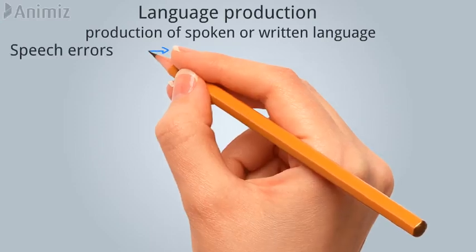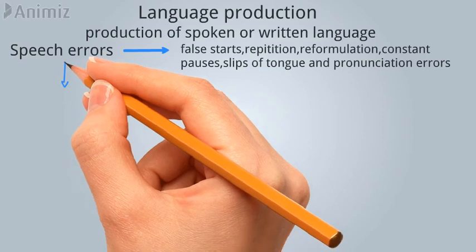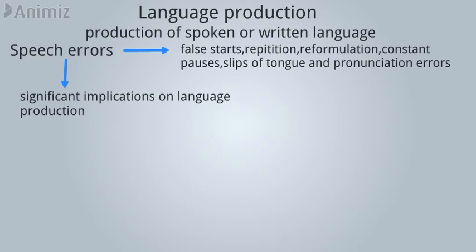They include speech disfluencies like false starts, repetition, reformulation, and constant pauses in between words or sentences. Also slips of tongues, substitutions, exchanges, etc., and various pronunciation errors. These speech errors yield significant implication on language production in that they reflect that speech is planned in advance. Speech errors like substitution and exchanges show that one does not plan his/her entire sentence before he or she speaks. Rather, their language faculty is constantly tapped during the speech production process.